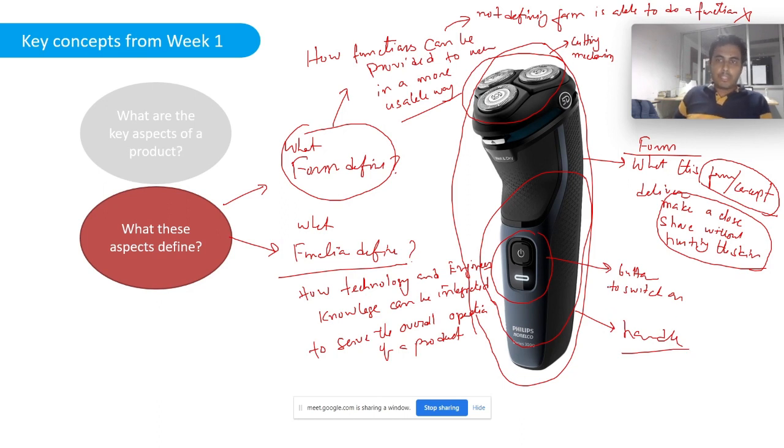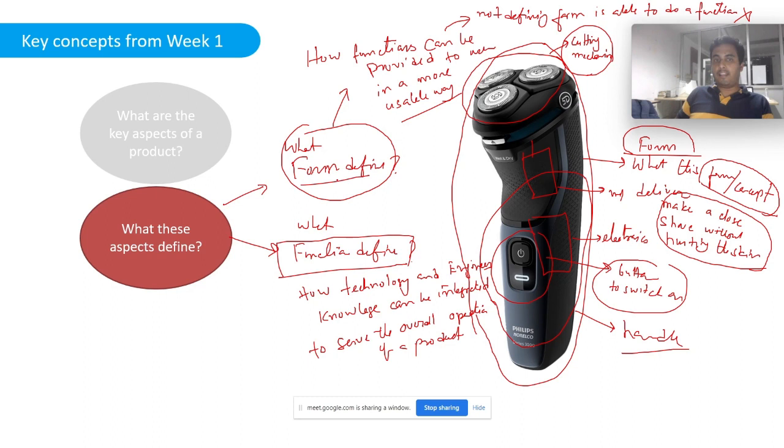Okay, so basically the function defines how these elements, this cutting mechanism, the switch, the underlying motor, you have a motor inside, you have electronics, can be integrated. The function defines how these elements of technology or engineering knowledge can be integrated to deliver the operational requirement. So that's the functional aspect.